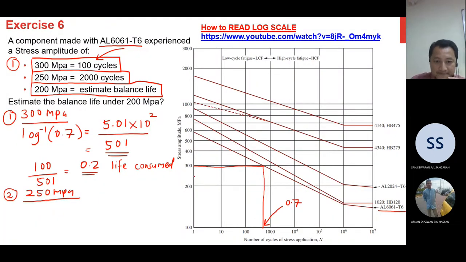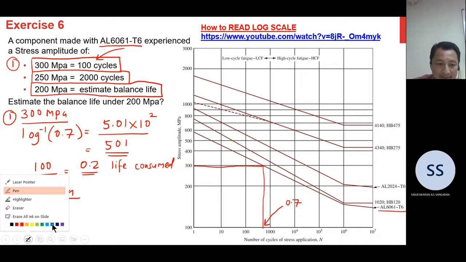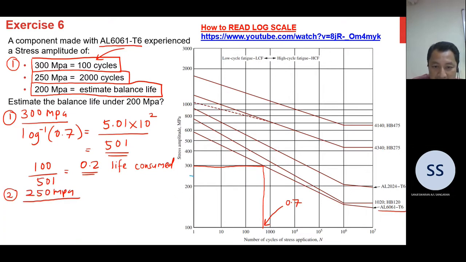So 250 is about half. Roughly here. If I take it here, probably somewhere around here. Take it down. Probably got to do a new color. 250 is here. All the way down here. 0. Lebih kurang 0.55 kot. Lebih kurang.